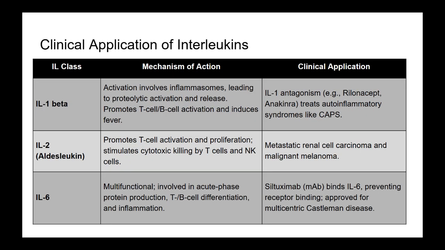Interleukin-2, or IL-2, also known by the drug name aldesleukin, was one of the early immunotherapy agents. It's used, albeit less commonly now due to toxicity, to promote the activation, proliferation, and cytotoxic killing activity of T cells and NK cells, particularly in cancers like metastatic melanoma and renal cell carcinoma.